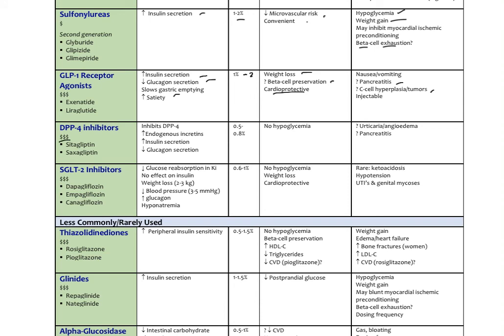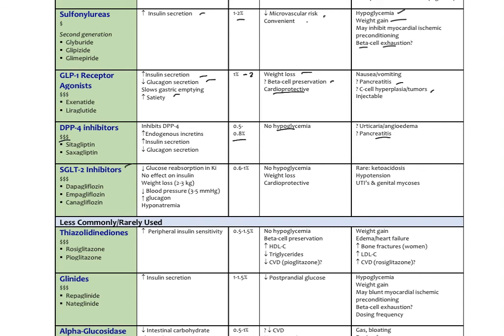DPP-4 inhibitors: expensive, but they are oral agents. They inhibit DPP-4, which then keeps more GLP-1 around in the body, and no hypoglycemia, but potential, again, pancreatitis here. And very little effect on A1C.